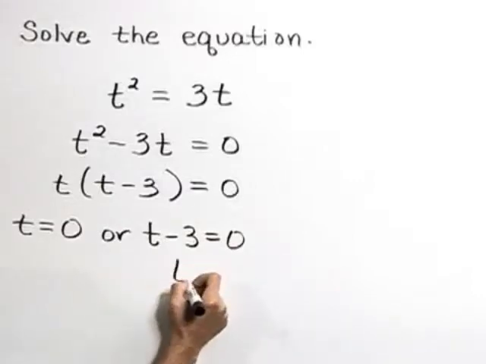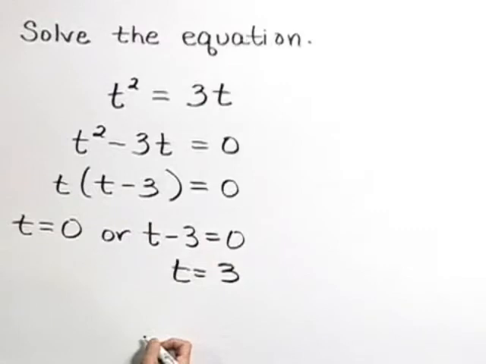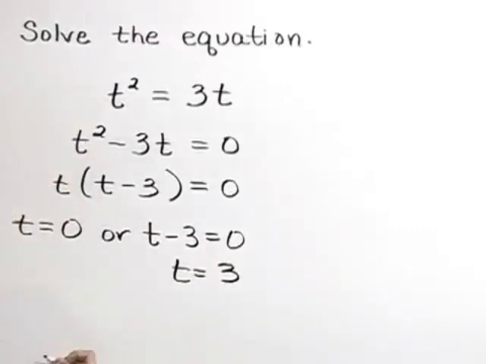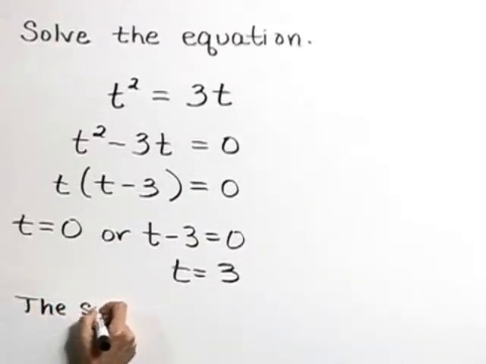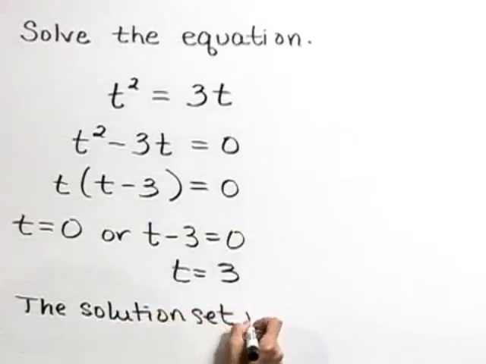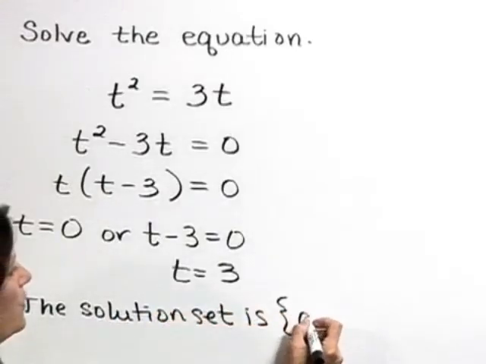So t is equal to 0 or t is equal to 3, and you can quickly check these solutions in that original equation to verify that they both work. Let's summarize by saying the solution set is {0, 3}.